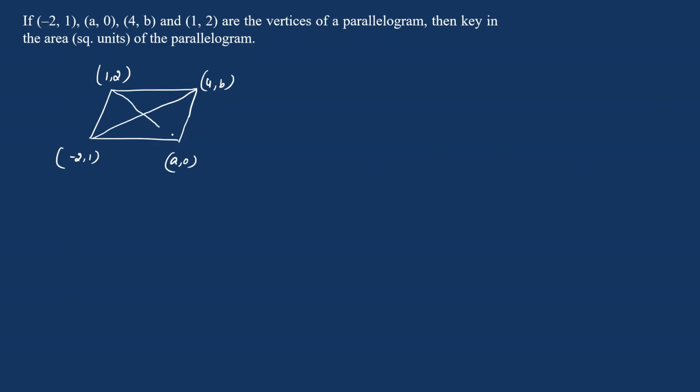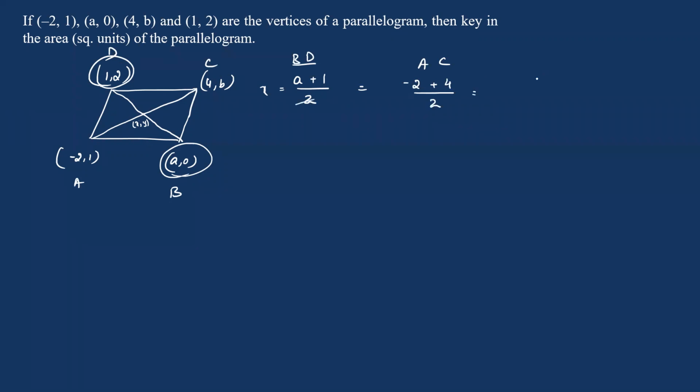Now, in a parallelogram, the diagonals bisect each other. So this is the midpoint. Let's say this is X, Y. So this becomes A plus 1 divided by 2. This is the midpoint of X from this side. Or let's say A, B, C, D. From BD's point of view, the coordinate of X is equal to A plus 1 by 2. And from AC's point of view, the coordinate of X is equal to -2 plus 4 divided by 2. So 2 and 2 get cancelled. Your value of A is equal to 1. Similarly, the value of Y from BD's point of view is 0 plus 2 by 2. And from AC's point of view is 1 plus B by 2. In this case, you get the value of B is also equal to 1.